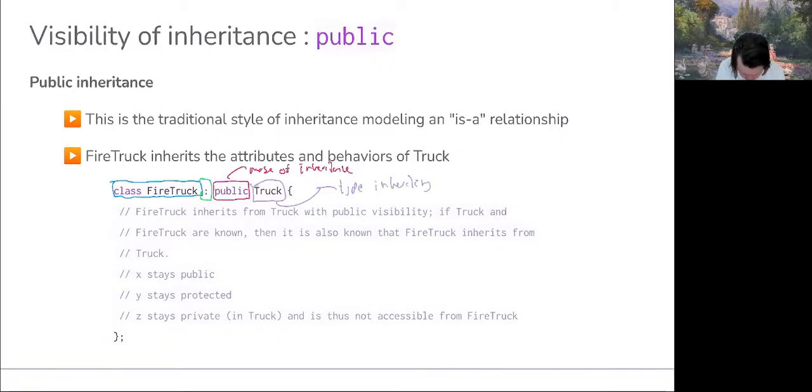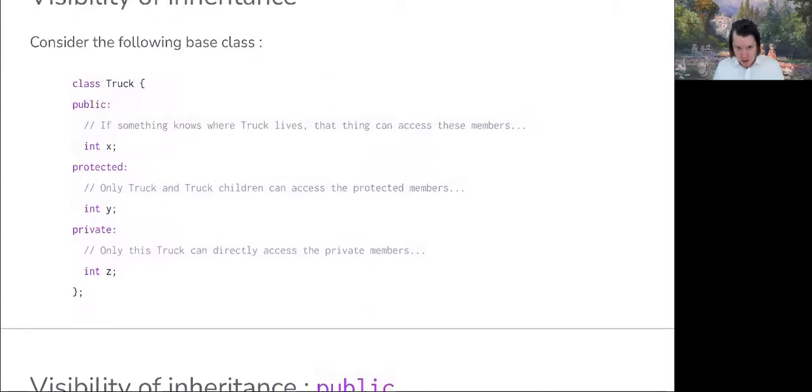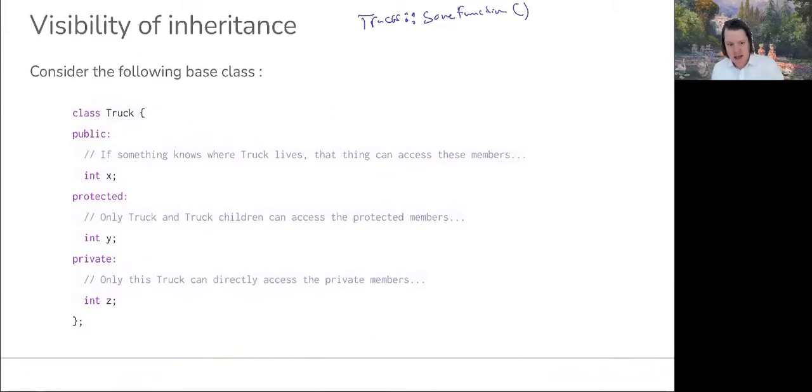inheriting from. So in this case, fire truck is going to inherit from truck with public visibility. Now, if truck and fire truck are known, then it is also known that fire truck inherits from truck. So in other words, a fire truck knows who its parent is, and we'll see the implications of this. So in this case, remember our data members here, X, Y, Z.